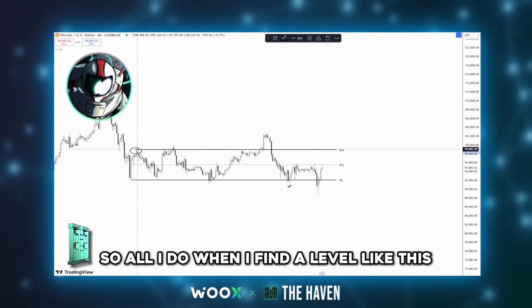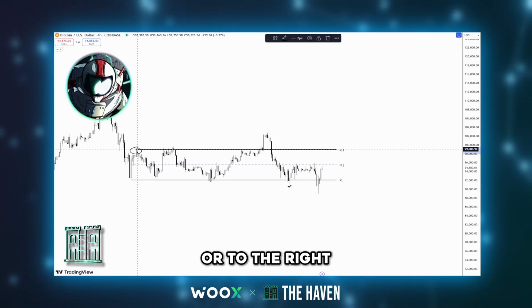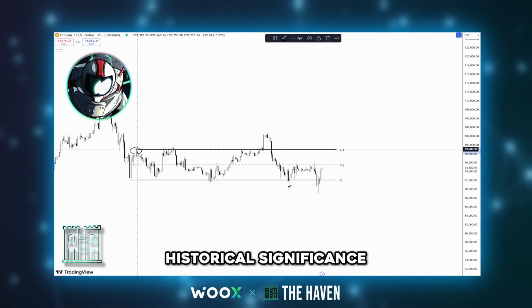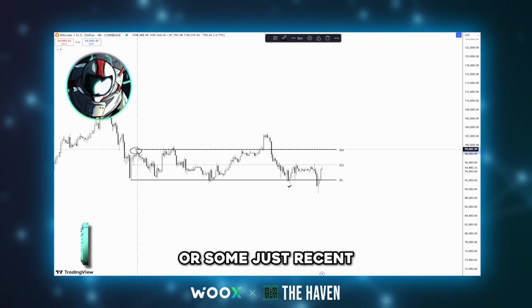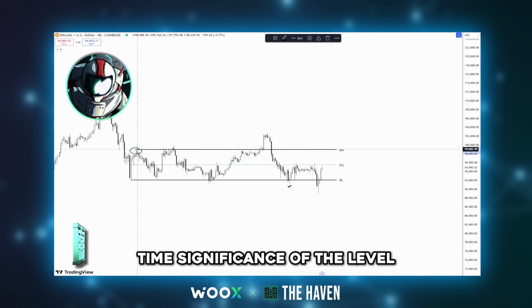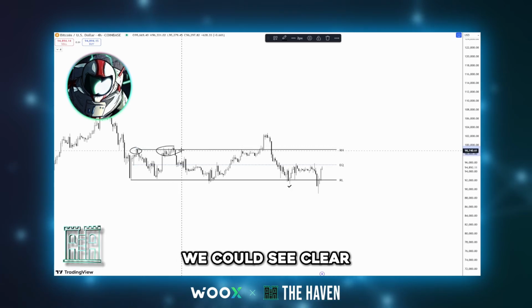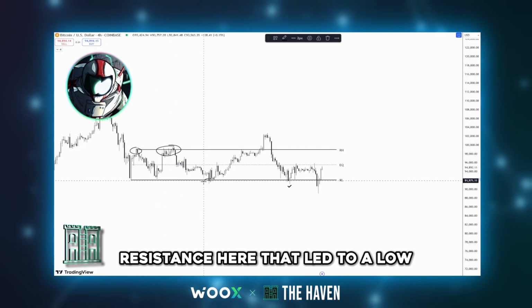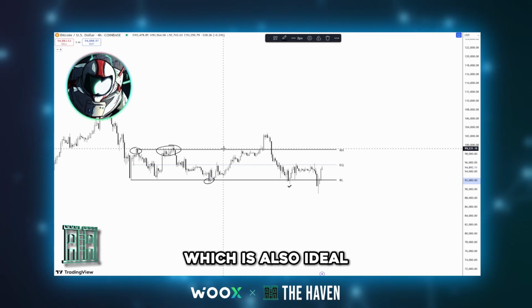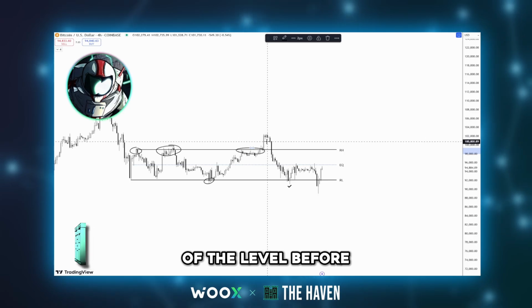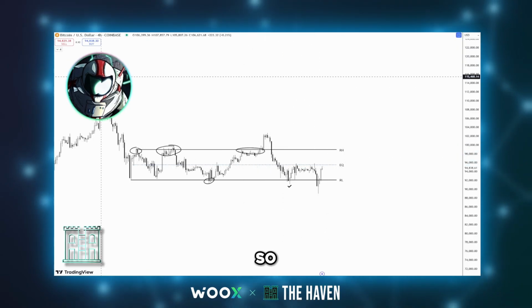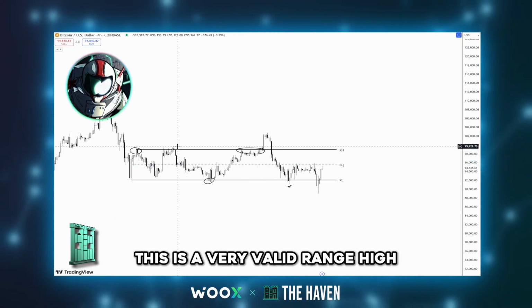All I do when I find a level like this is extend it to the left or to the right, and see if there's some historical significance at the level, some higher time frame significance, or some just recent time significance of the level. We can see clear resistance here that led to a low, which is also ideal, and then a breakout point here, a retest as well of the level before just nuking through the level. So as far as I'm concerned, this is a very valid range high.